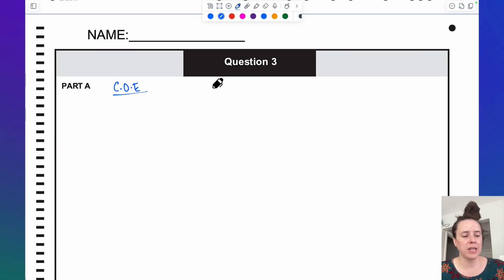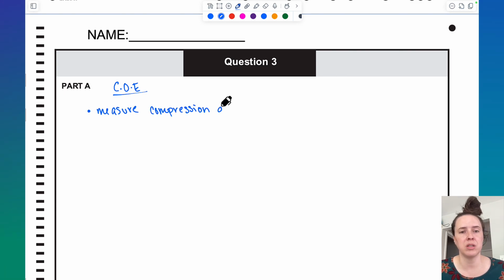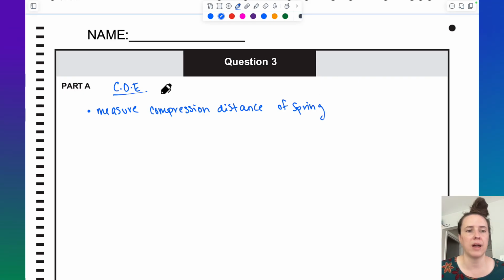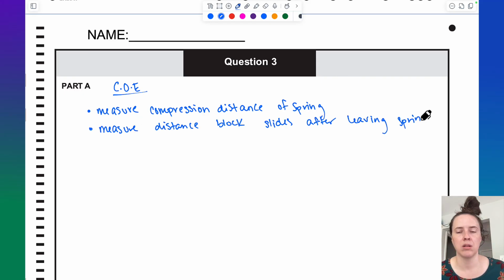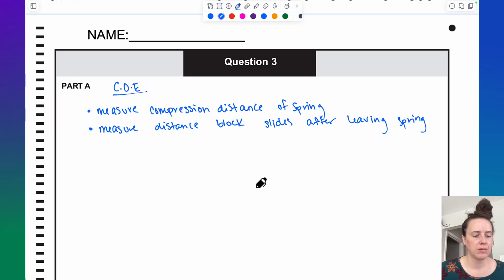Anyway, so we want to indicate quantities that could be measured by the student that would allow them to determine UK using a graph. So I only have a meter stick. There are only two possible things that I could measure. So I could measure the compression distance of the spring. I could measure the distance that the block slides after it gets launched by the spring. Okay? That's it. The end.